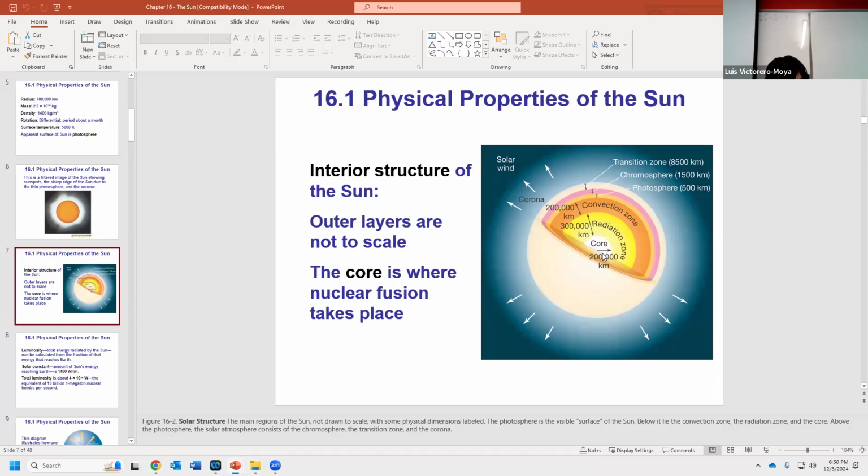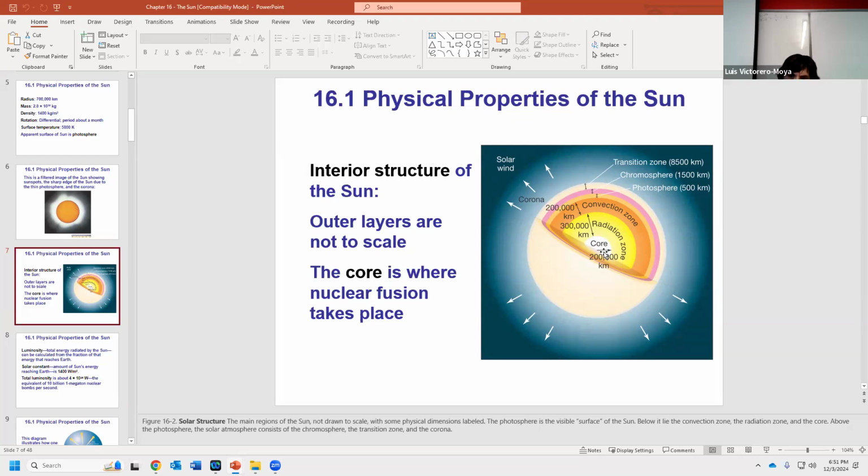the radiation and the convection zones of a star, and why we call them like that. But in here, just remember that the sun has a core, 200,000 kilometers of radius. You have a radiation zone, 300,000 kilometers, and you have, again, a 200,000 kilometer radius of convection zone. Okay? The main idea is how energy is propagated.